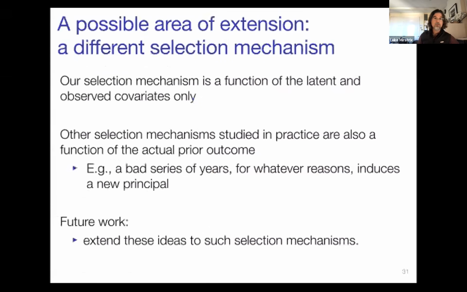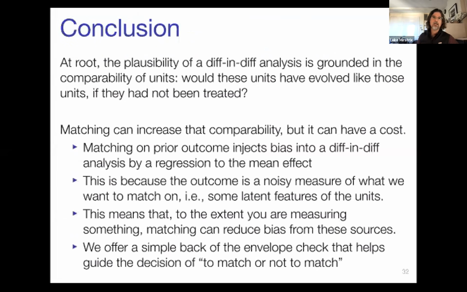All right. So a possible area of extension, one of the big things that came up in our thinking about this work is the idea of whether selection really is on Y-pre and is not on latent characteristics. It would be nice to dig into that and to see if these ideas extend to when you're actually deciding you're treated or not based on Y-pre itself, rather than deciding you're treated or not based on data and X. So that's one area. I just wanted to flag that. But overall, the plausibility of a Diff-in-Diff analysis is grounded in the comparability of the units. Anyone reading a Diff-in-Diff analysis has to ask themselves, would these units have evolved like those other units if they had not been treated?